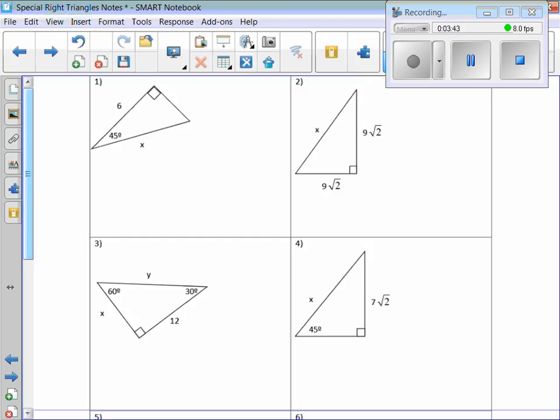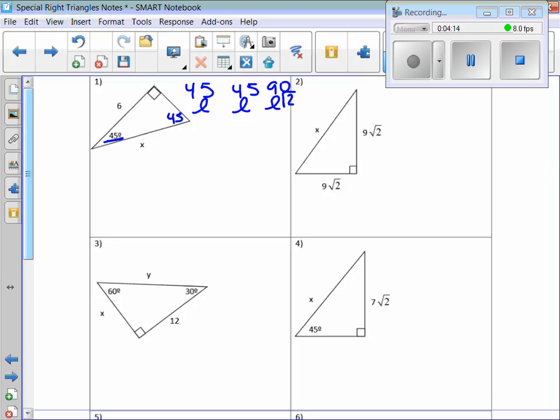So in number 1, first thing we want to do is identify what type of triangle we have. Is it a 30, 60, 90, or is it a 45, 45, 90? We have a 90 degree and a 45 degree angle, so our missing angle has to be 45 degrees. So first thing we want to do, 45, 45, 90. We know 45 goes with L, 45 goes with L, 90 goes with L times the square root of 2.